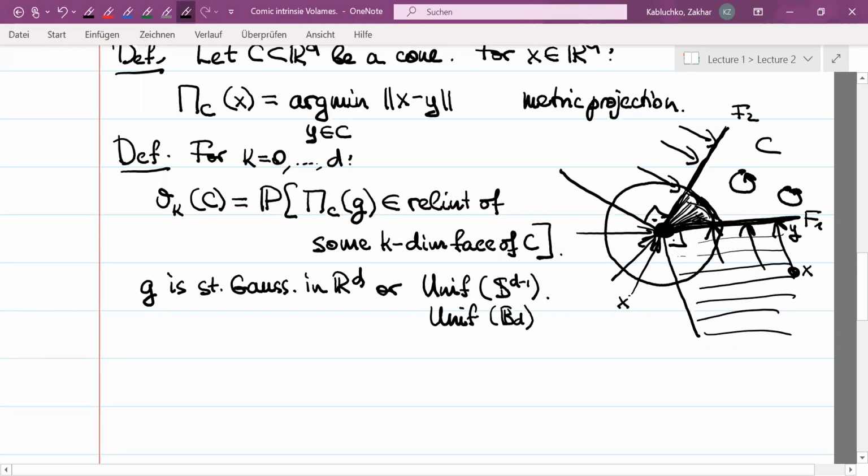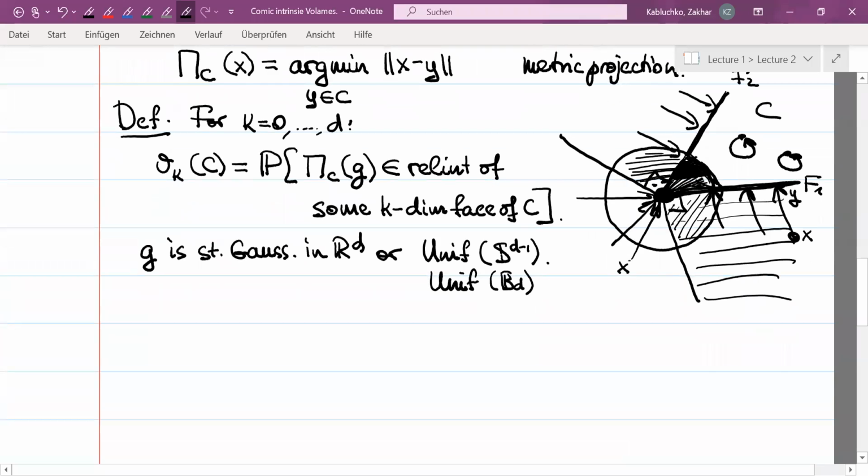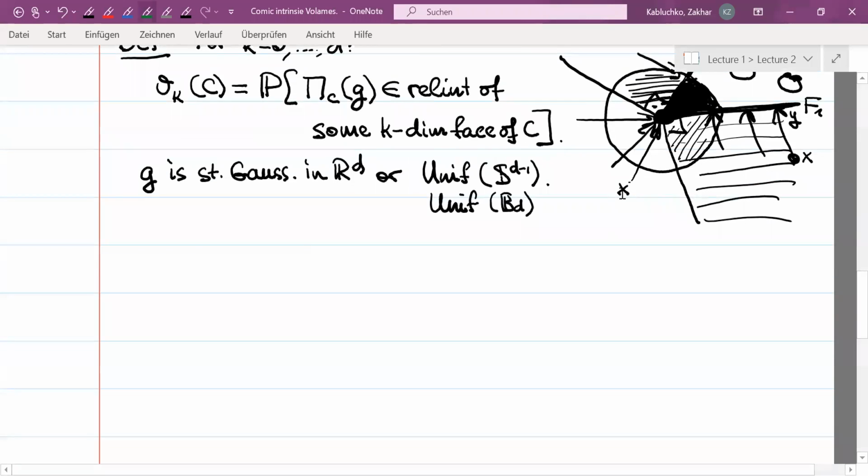So we take a random point in the ball, and for example, if it is here, then it is projected to a face of dimension 2, and all these points contribute to the second conic intrinsic volume. For example, if the point is somewhere here or here, then it is projected to a relative interior of a face of dimension 1. So these contribute to dimension 1, and so on. So this was the contribution of dimension 2. That was the contribution of dimension 1, and this is the contribution to the 0th conic intrinsic volume.